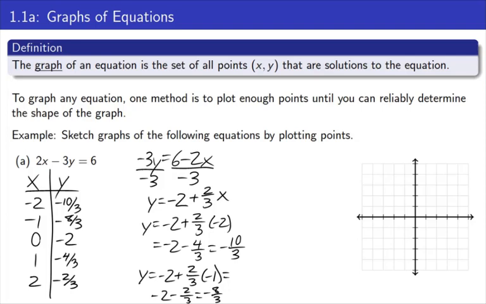And so let's plot all these and get a feel for what this graph looks like. So negative 2, negative 10/3 is negative 3 1/3, so somewhere right around here. Negative 1 and negative 8/3 is negative 2 2/3. We've got 0, negative 2. And then 1, negative 4/3 is negative 1 1/3. Then 2, negative 2/3. And if you were to keep going, you'd see this path that appears to be a straight line. Let's draw the line through these points, and that's what we're going to guess is the graph of this equation.